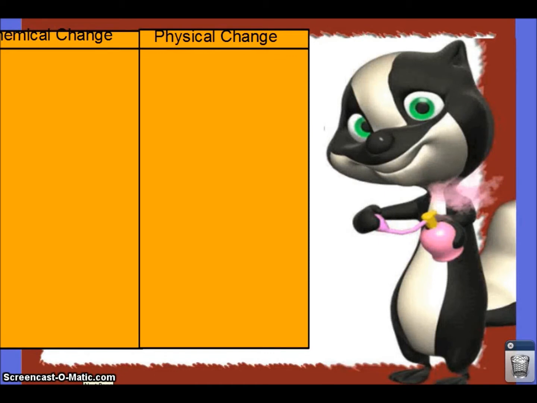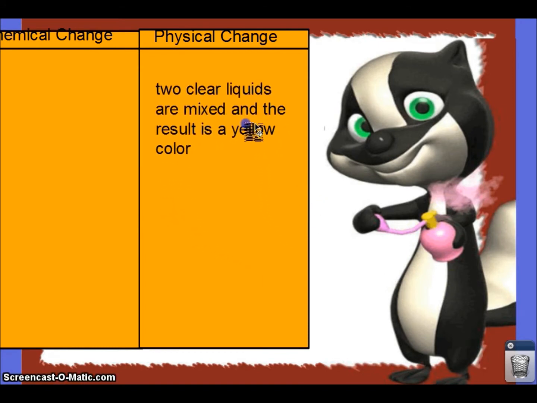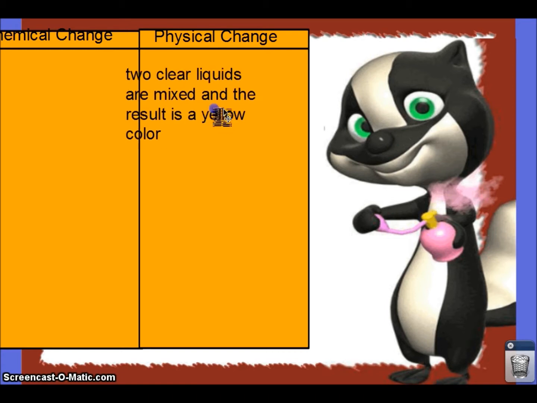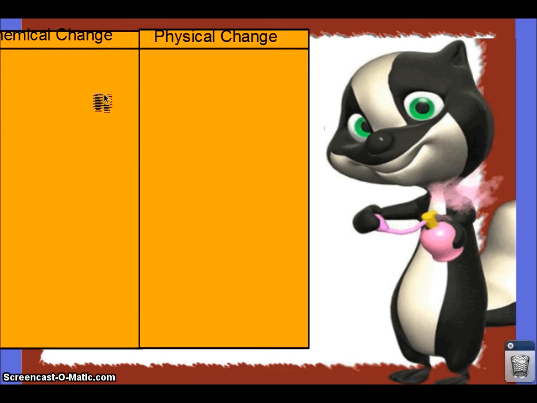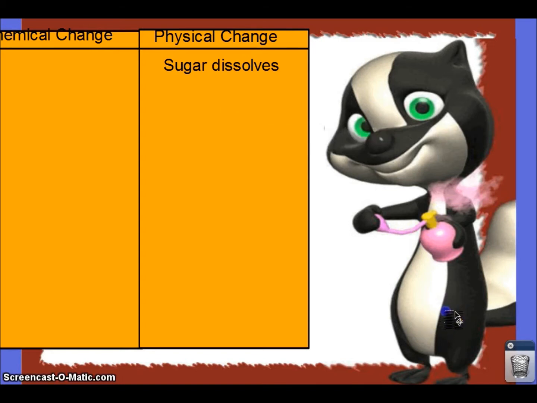Let's pull out some examples from our skunk, and then you decide if we should put it on the physical or chemical change side. Two clear liquids are mixed and the result is a yellow color. This is a change in color. This is a chemical change. Sugar dissolves. You take the sugar and dissolve it in water to give you a solution. It is a physical change. You can get your sugar back if you vaporize or evaporate the water.